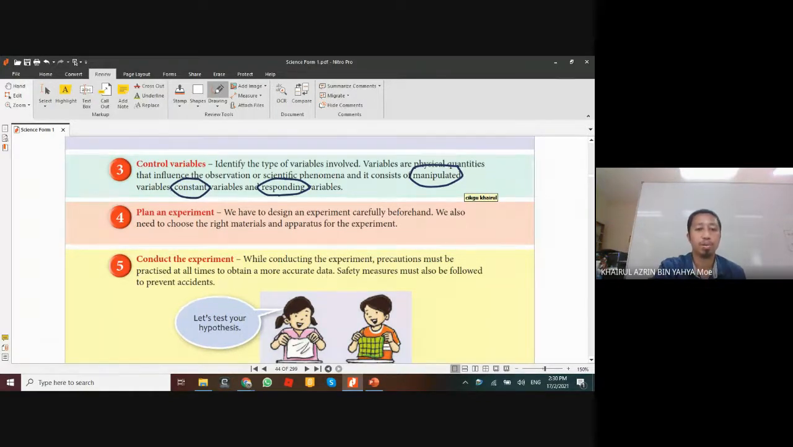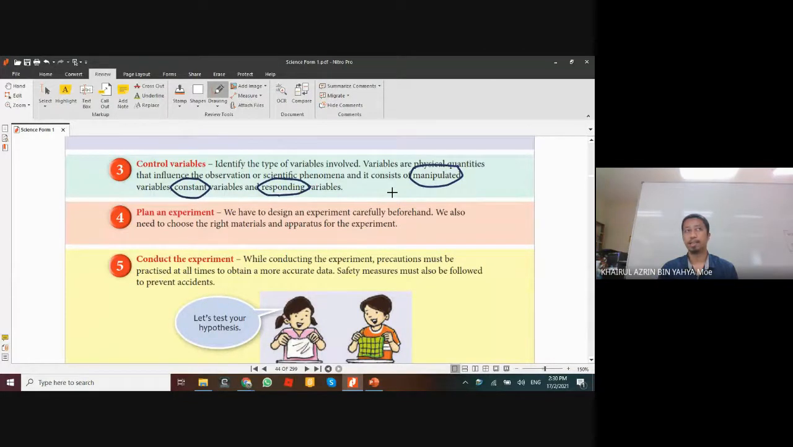And then number 2 here is constant variables. Constant meaning tidak berubah. All the time it will be the same. Dia takkan berubah. And then responding variables. Responding meaning they respond. Whatever we manipulate here, it will respond here. The variable will respond.